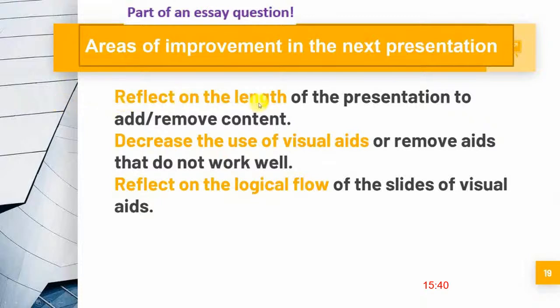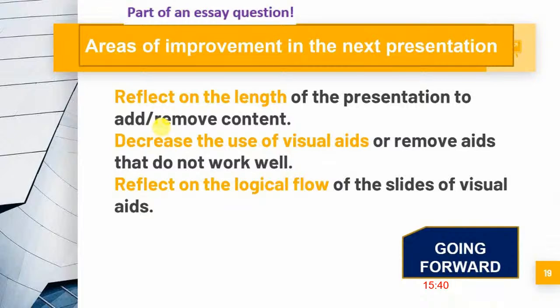We must reflect on the length of the presentation. Do we need to add more content? Do we need to remove content? Is an hour enough? Should it be 45 minutes? Should it only be 30? What should we do? Should we decrease the use of visual aids or remove aids that did not work too well? Is there a logical flow of the slides and the visual aids? And these are all things that going forward we can work on.